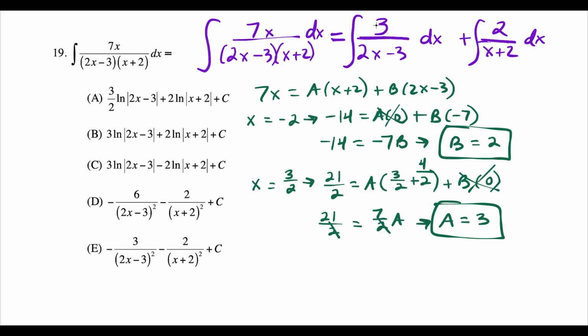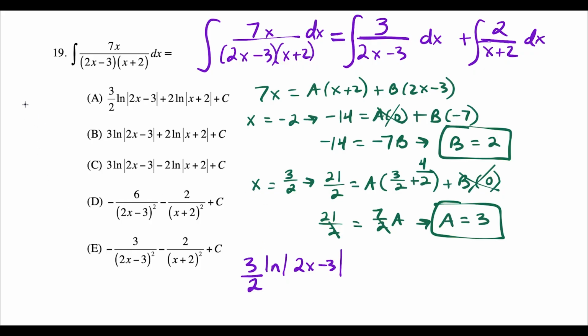The antiderivative of 3 over 2x minus 3 is going to be 3 natural log absolute value 2x minus 3. But there's a little trap here. Because the denominator is 2x minus 3, when your denominator like this is linear, you're going to say the derivative of 2x minus 3 is 2. So you just have to divide your antiderivative by 2.